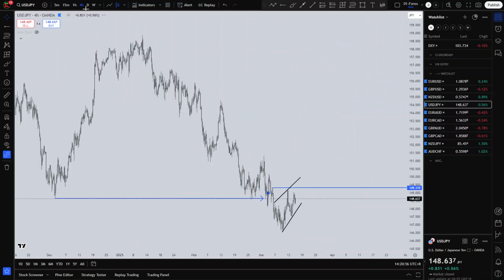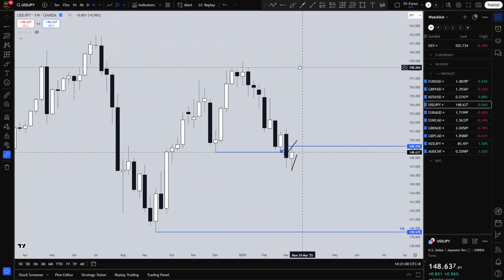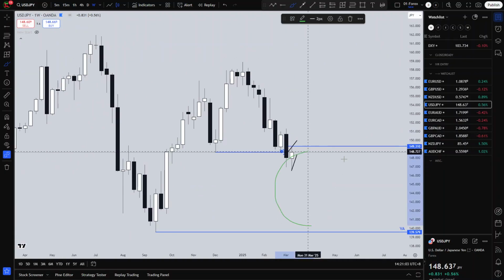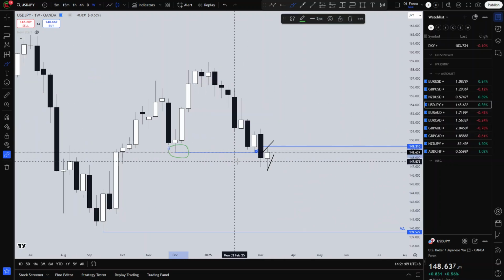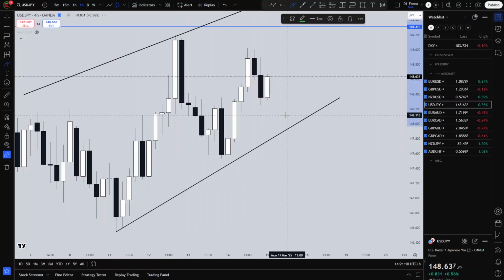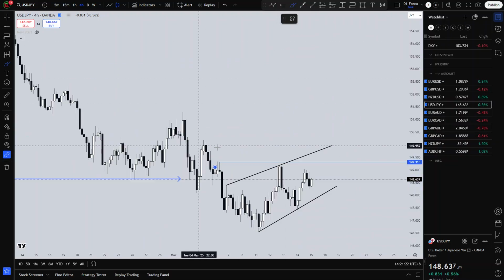US dollar yen on the weekly time frame, we are still positioned for a short, right? So we are still trading below this swing low here to the left. We see we had a doji, kind of a doji week, so it's a bit of an undecided price action here last week. Going to the 4-hour time frame, we can see here we have 2 areas.